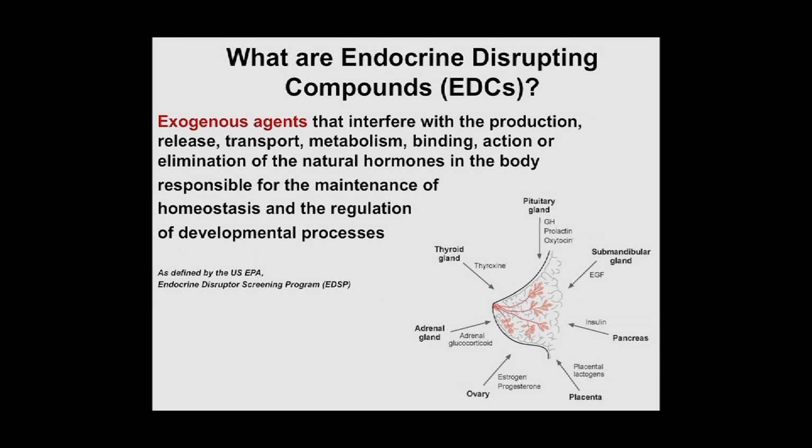And specifically for the breast, this is important because there's not one or two hormones that affect the breast. There are many, and they're shown here on this picture. So all of these are endocrine pathways that are important for normal breast development and function and must be considered in looking at endocrine disruptors that affect breast cancer risk.